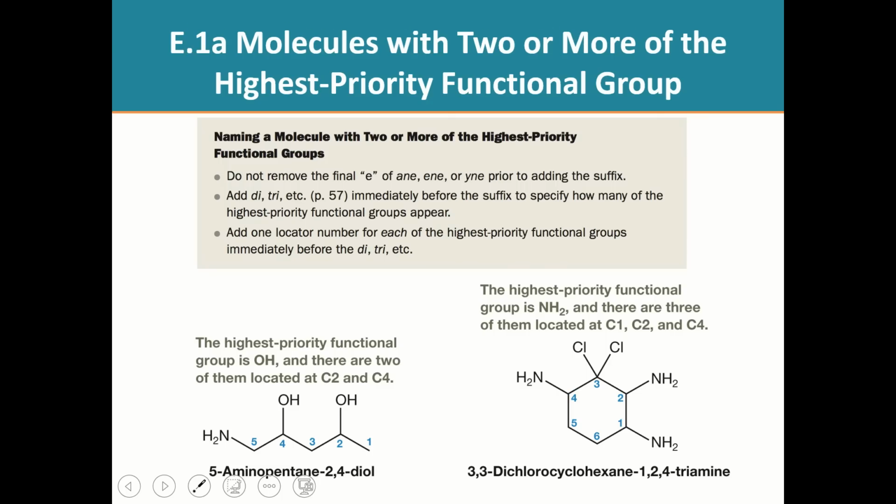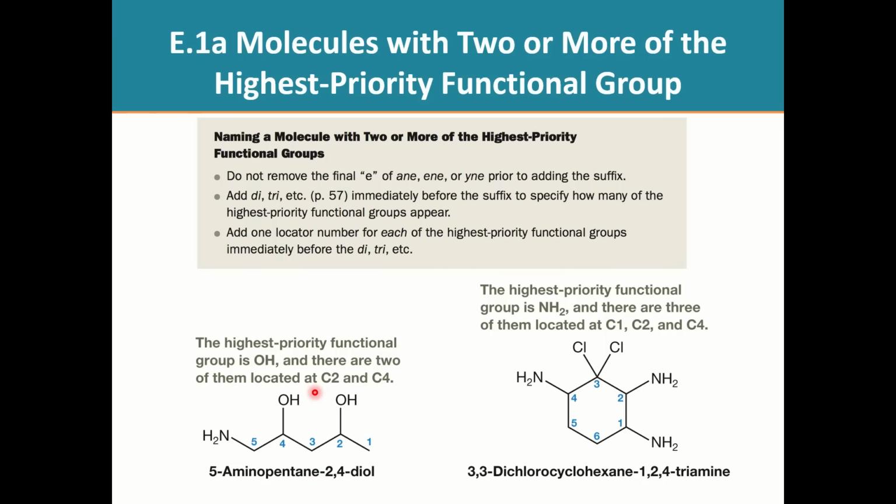Now what happens when you have 2 highest priority groups in the molecule, shown right here? We see that we have 2 hydroxyl groups. So they are the highest priority. They beat out an amine, right? So when we see more than 1 highest priority functional group that's the same, we keep the E.